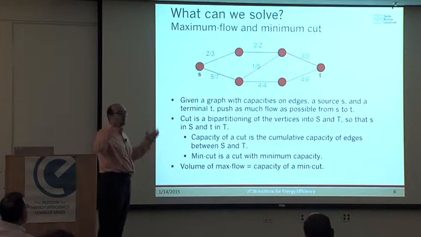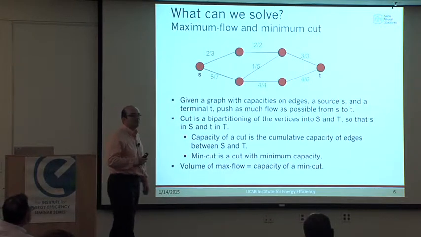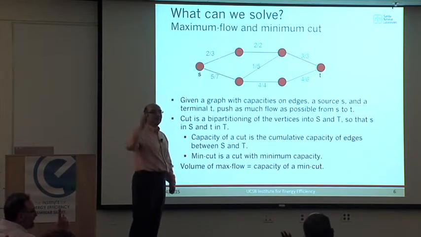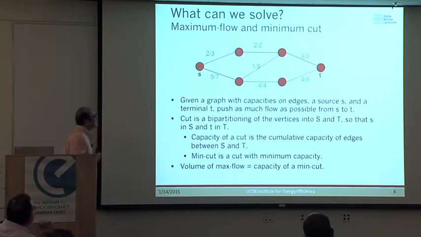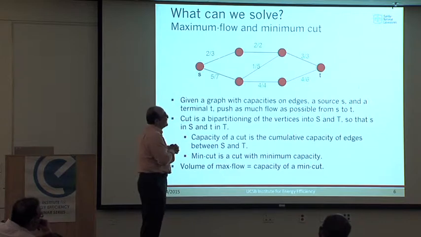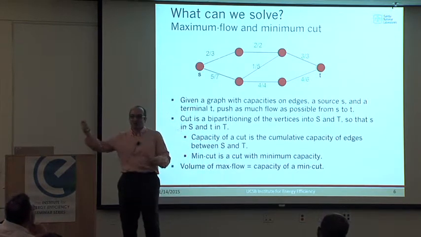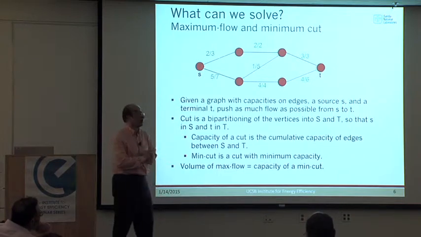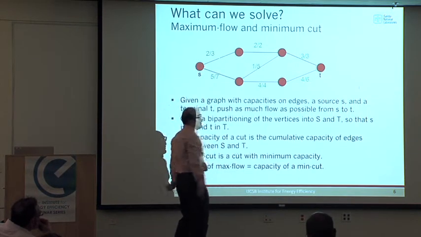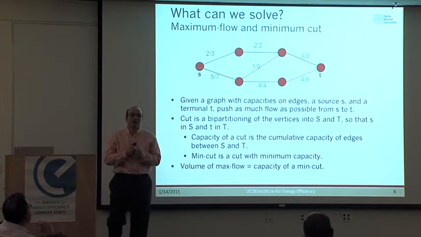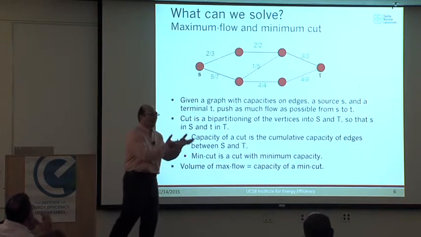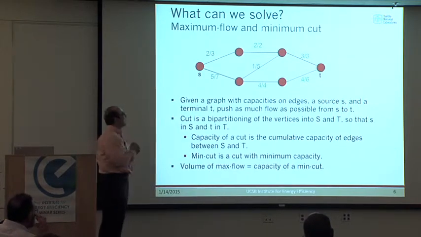How many of you are familiar with max-flow, min-cut results? All right, so the more computer science people. The idea here is I give you a graph, and I have a special vertex, the source, and a special vertex, the sink or terminal. It's S and T here. And I have capacities on the lines, how much I can push through that line.